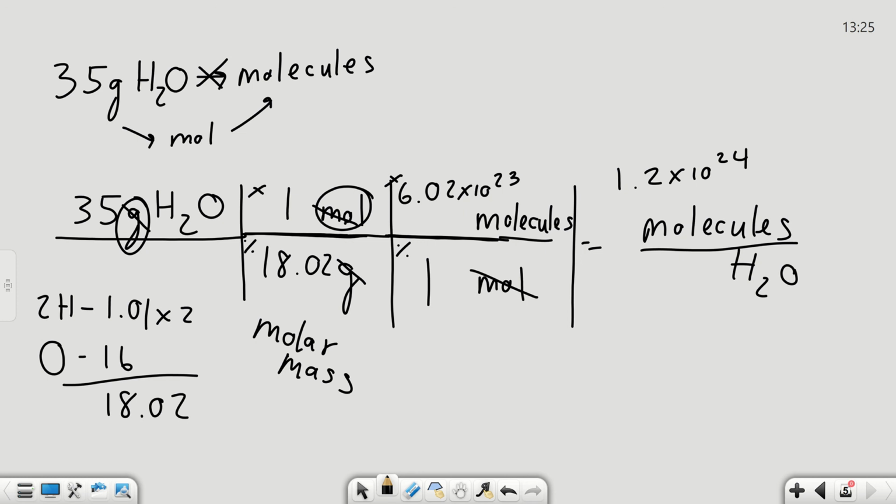All right, let's try one more. Let's say I have 2.7 liters of, I don't know, let's go with propane, C5H12. Okay, 2.7 liters of propane, and I want to know what the mass of that is. What would be the mass of 2.7 liters of propane?